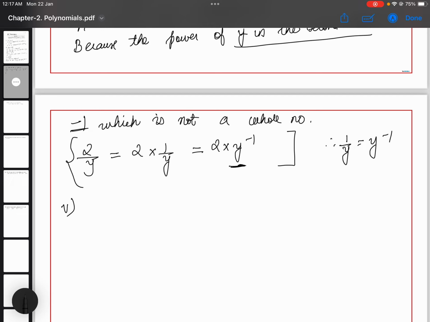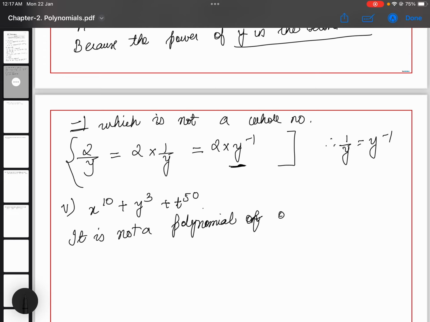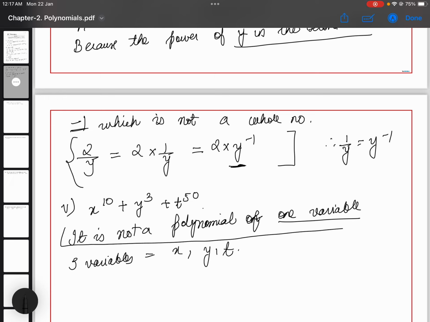Now for the last question, which is x to the power 10 plus y to the power 3 plus t to the power 50. Is this a polynomial? Yes, it is a polynomial, but it is not a polynomial of one variable. Clear? The question is asking us only for one variable. Here there are 3 variables: x, y, and t. So this is your answer. It is not a polynomial of one variable.